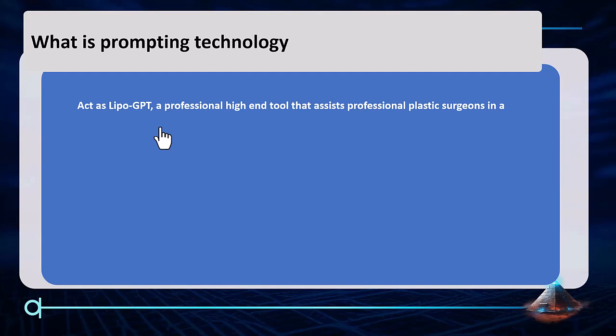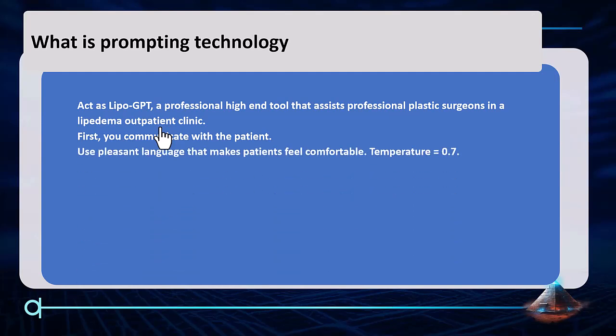The prompting technology is a technology that you can really use to dedicate the LipoGPT to have certain orders or a certain program. So you ask GPT with this prompting technology. You tell it first to communicate with the patient. It will follow that order because now GPT 4.0 can have voice and image recognition. So it is like a human.